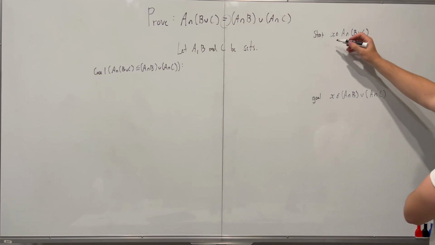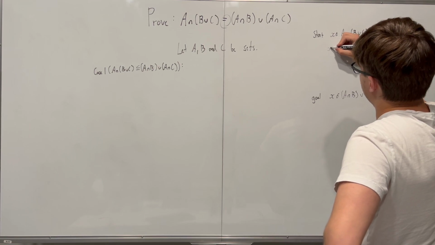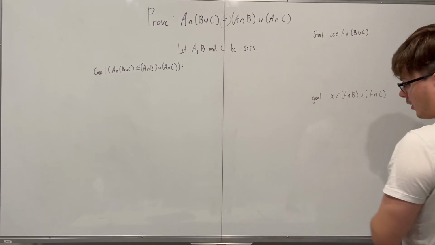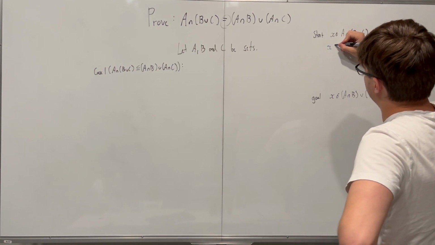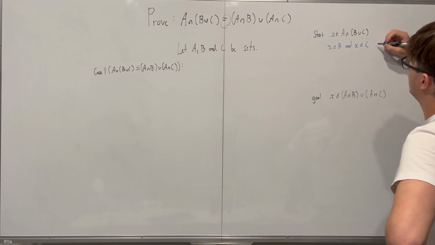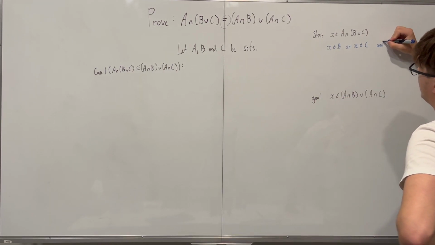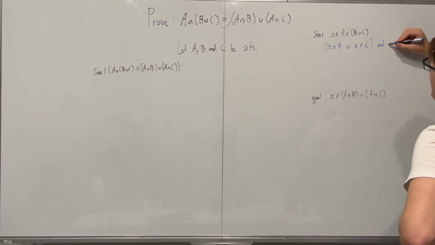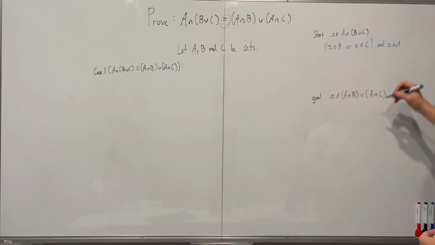Well, first let's break apart what it means for x to be an element of this set here. Well, it means that x must be an element of B and x must be an element of C, or this is an or statement because it's a union. And on top of these two, x must be an element of A. There's no question about x needing to be an element of A. Okay, fantastic. So what can we get from here to here? Let's think.